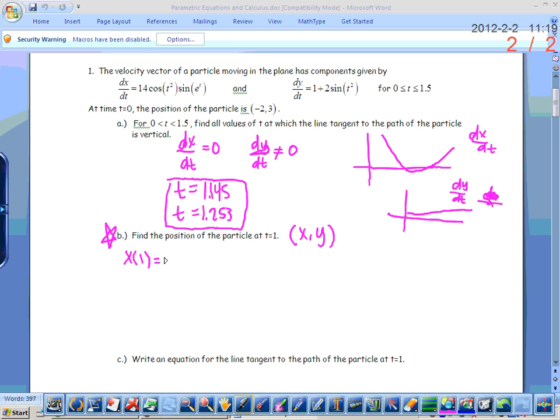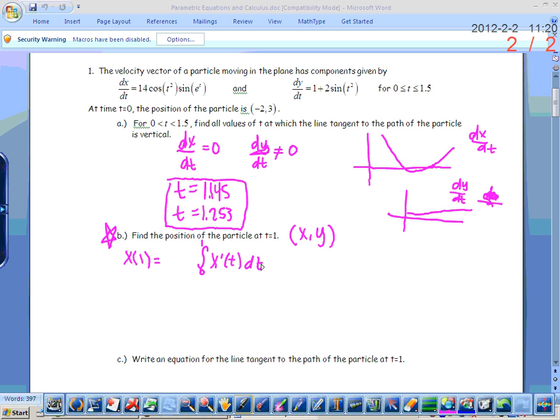Another way to think about this is: if I integrate velocity, how can I find the displacement of the particle? The area under the curve of velocity. But if I'm finding the area under the curve, then I need limits of integration, correct? So redo that integral between 0 and 1. Find the integral from 0 to 1 of dx/dt.